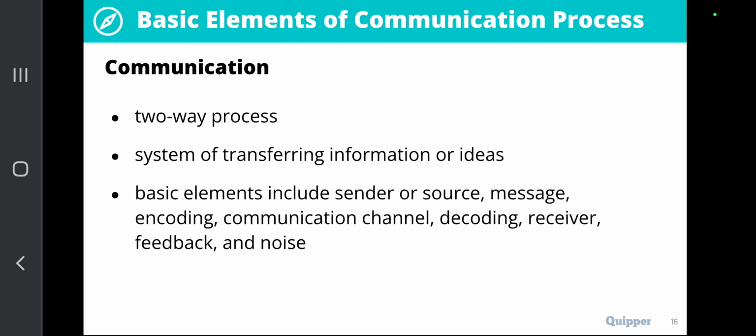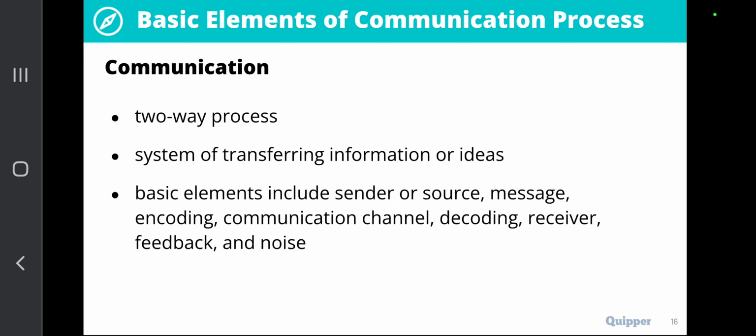Let's begin with the basic concept that we are going to talk about all throughout this discussion, which is communication. We've already discussed previously that communication is a two-way process and it is a system of transferring information or ideas. Now, basic elements of communication include the sender or the source, the message, encoding, communication channel, decoding, receiver, feedback, and noise. I'm not saying that the communication process flows through these basic elements accordingly.